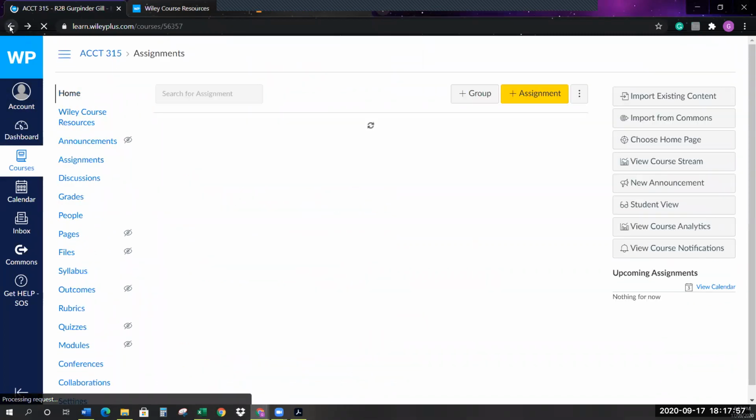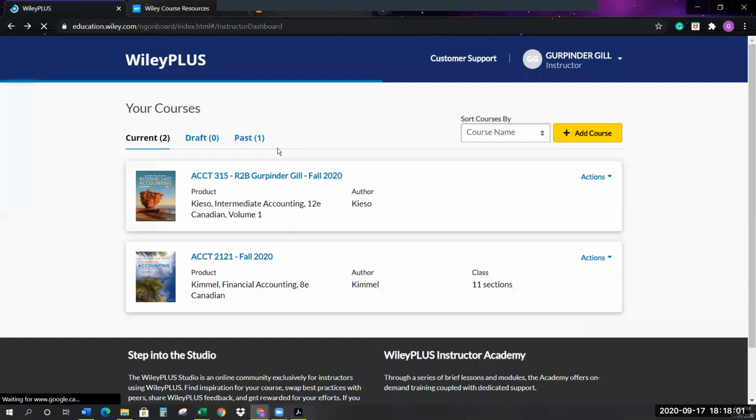The 12th edition is what's in circulation right now, and that is what we are buying. The textbook looks like this, the first one. This is the KISO Volume 1 12th edition textbook. As I said again, the textbook is mandatory. Get the 12th edition.